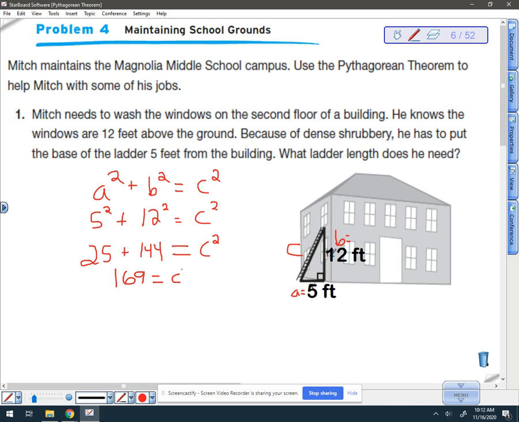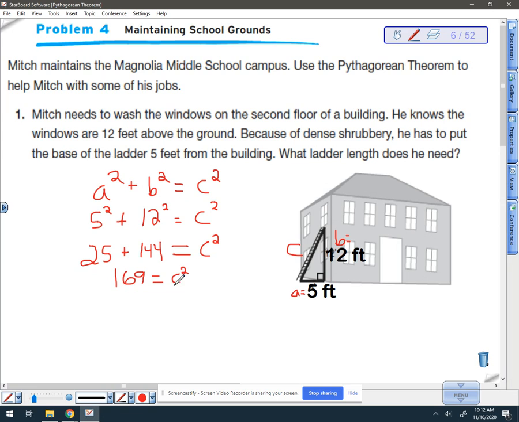Now, here's where a lot of students make a mistake. They get this answer and they stop. Well, think about it. If I said the window was 12 feet off the ground and you were like, okay, Mitch is going to go grab a ladder that's 169 feet tall. Does that make sense? That's going to be way too big. How's he even going to store that thing? You got a shed behind the school to put that in? No, it's 169 feet long. No way that's going to work.